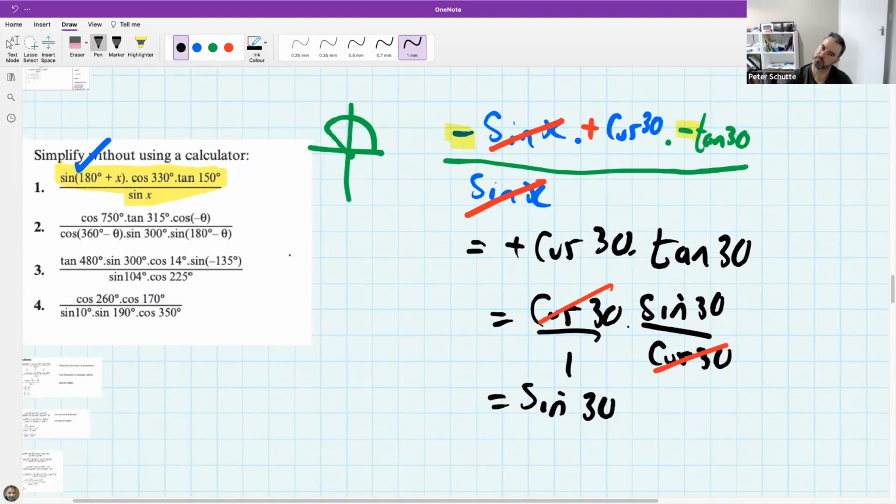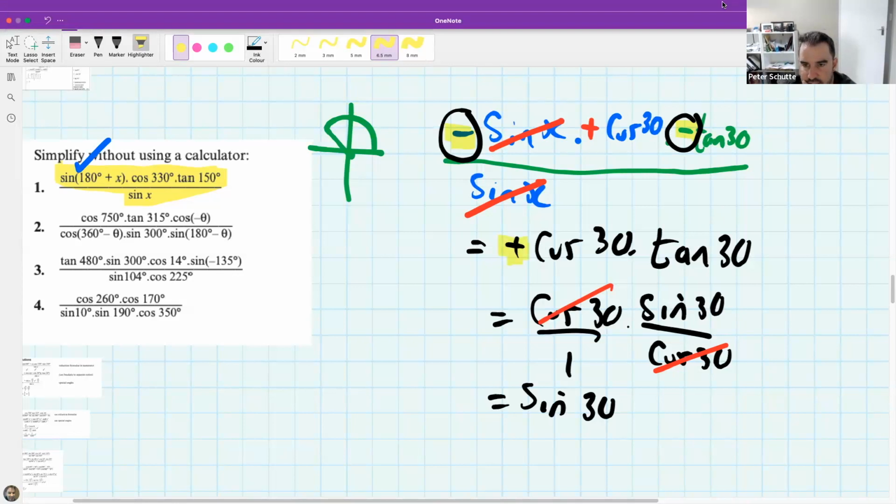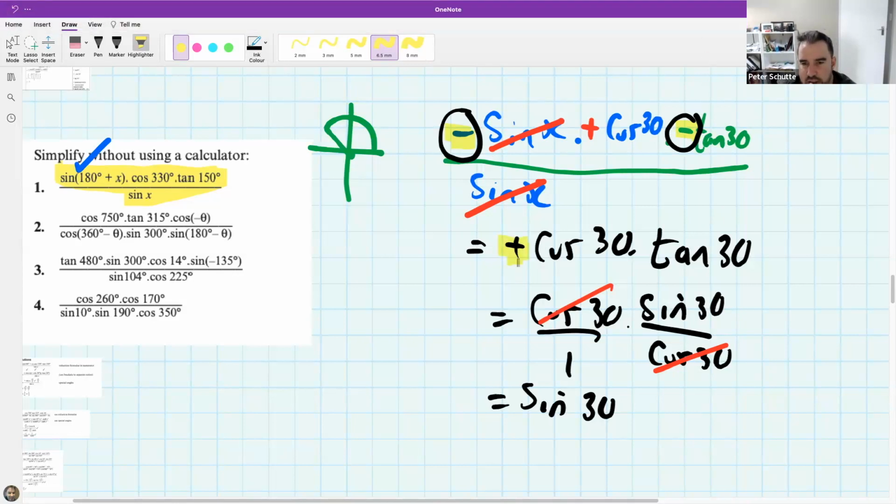So when you were canceling out sine x, we were left with a negative, right? Yes, that negative. So I wanted to ask how we were left with the cos 30 degrees. Why is it a positive? Okay, so there's a negative sitting in front of the tan 30. And if these two negatives interact, it ends up being a positive. So if you multiply two negatives together, you end up getting a positive. So that's where the positive comes from. Does that make sense? Yes, sir.